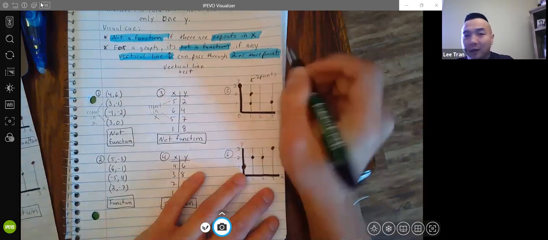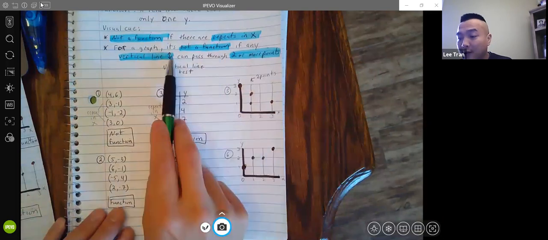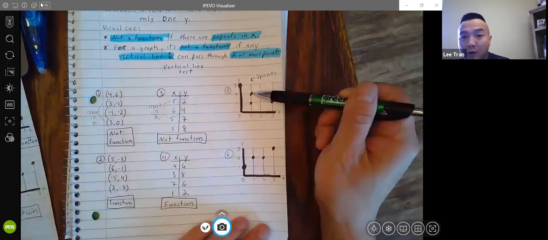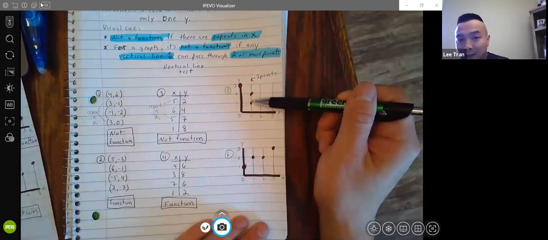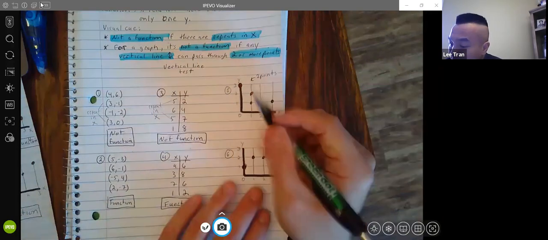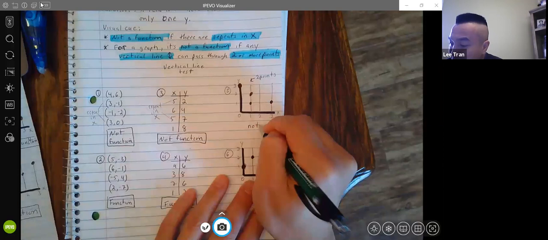Okay? So again, look at your notes. I highlighted not a function if a vertical line can pass through two or more points. Well, that's 2 points right there. Okay, they're stacked on each other. Okay, this would not be a function. So we would say this is not a function.